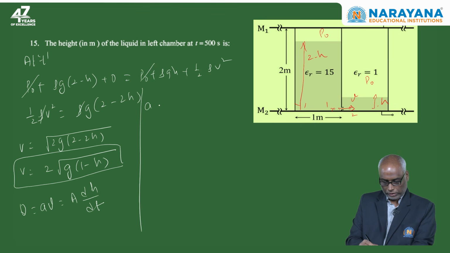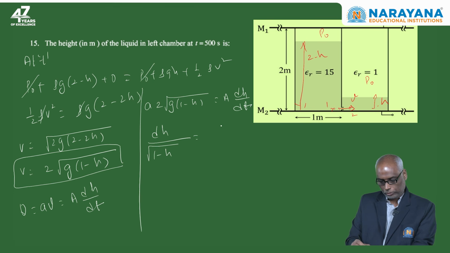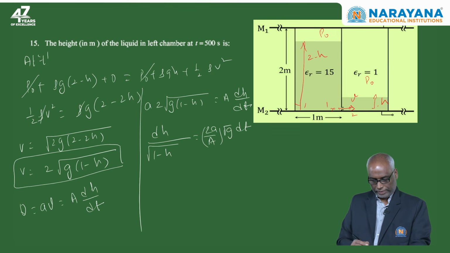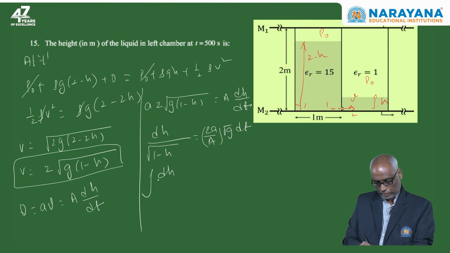So, small a into V, which is 2 into root of g into (1 minus H), is equal to capital A into dH divided by dt. Separating the variables, dH divided by root of (1 minus H) becomes equal to 2 small a divided by capital A into root g into dt. Now, let us integrate this equation on both sides. Integral dH divided by root of (1 minus H) is equal to 2 small a by capital A into root g into integral dt.